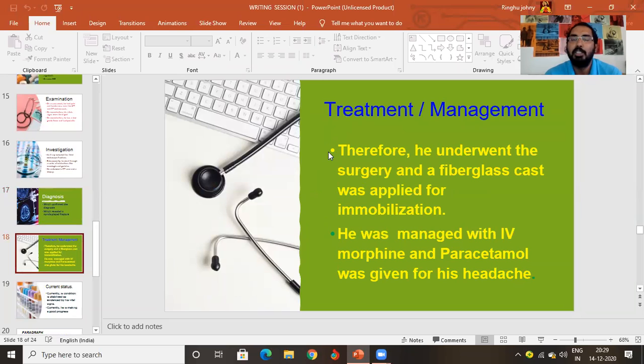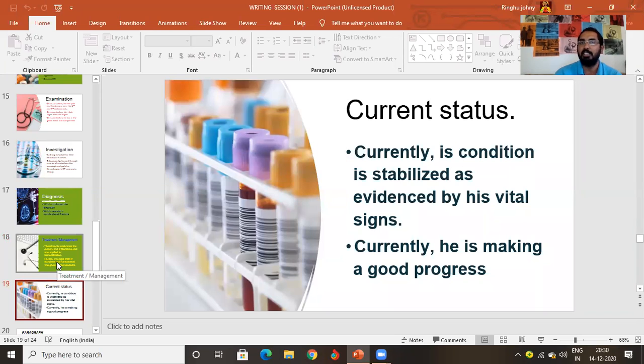ദെൻ കംസ് ദ ട്രീറ്റ്മെന്റ്. So after confirming the metacarpal fracture, therefore he underwent the surgery and a fiberglass cast was applied for immobilization. Adinte bhagamayittu oru surgery ku poi, karanam already maybe we will say in the intro that he is recovering from closed reduction and internal fixation, and nammal already parnittom. So you don't have to repeat it again. So you say therefore he underwent the surgery and a fiberglass cast was applied for immobilization, or you can say, for some other case with admission with pain or something, he was managed with IV morphine and paracetamol was given for his headache. So that's the treatment part. So either it can be surgical or medical.